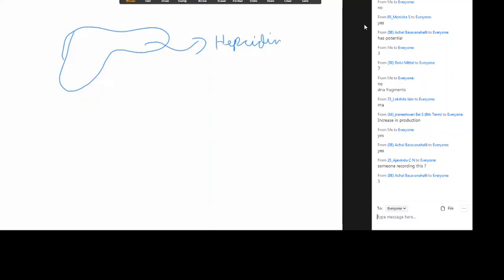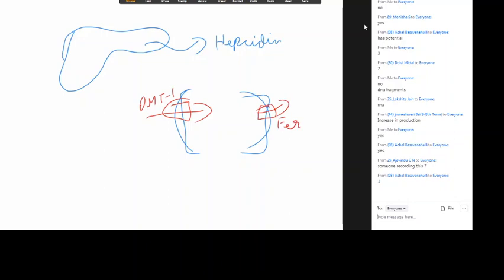Hepcidin. What this hepcidin does is, I told you the site of absorption is your duodenal cell. What in your duodenal cell? The main reason is divalent metal transporter 1, which is responsible for absorption. Now, for it to release, it is going through what? A port, that is ferroportin 1. What this hepcidin does is, this hepcidin basically down regulates your ferroportin.